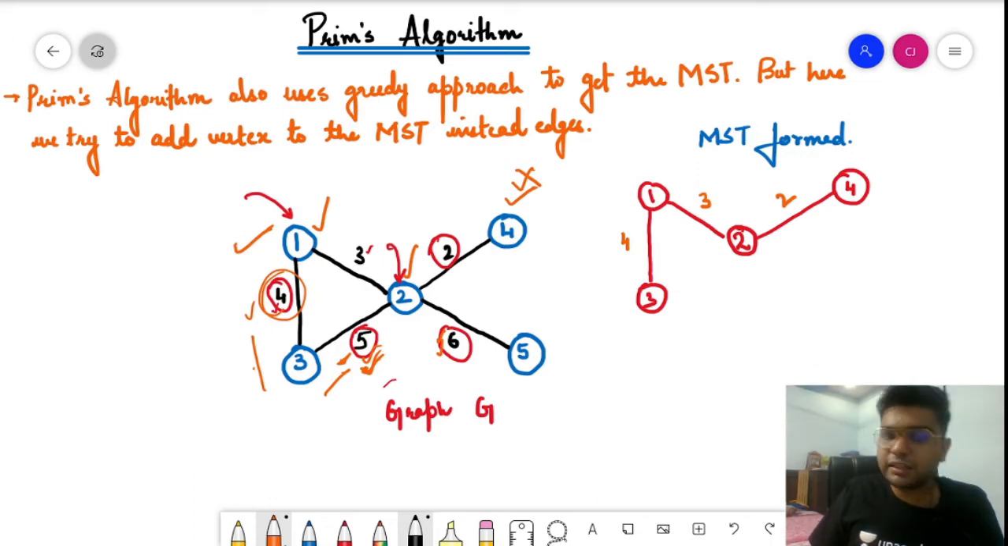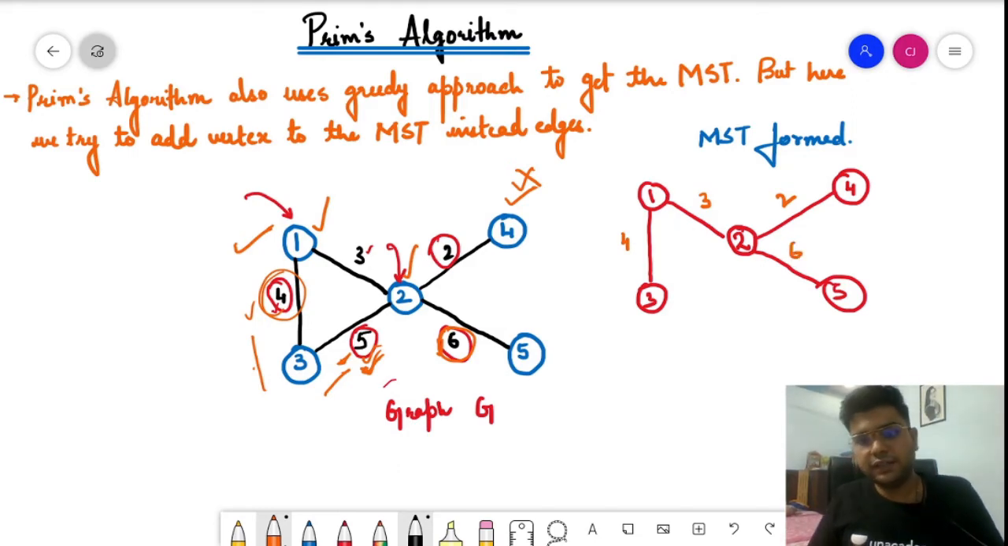Anything else left? Only this 6 is left to connect to this node, that is 5, right? So we do not have any other option left. We need to connect it to node 5 because we need to have all the vertices. And what is the weight involved here? That is 6. There is no option left, right? So this is the MST which is formed after this.